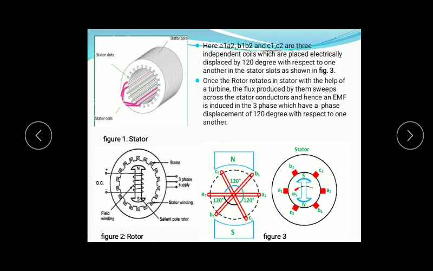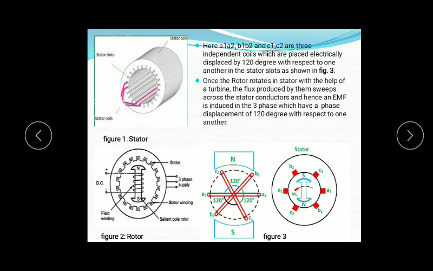The stator is stationary, the rotor is rotating, and the stator is acting as a coil, the rotor is acting like a magnet. So what happens is that once the rotor rotates with a certain velocity, the stator conductors are going to cut the flux produced by the rotor. Therefore, an EMF is induced in these conductors, right?